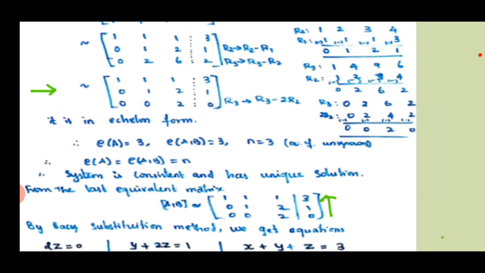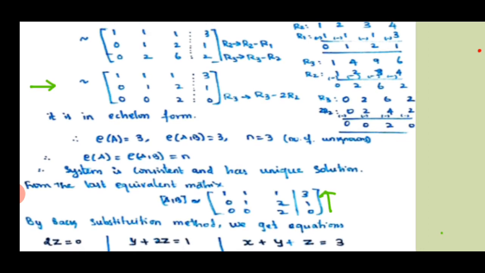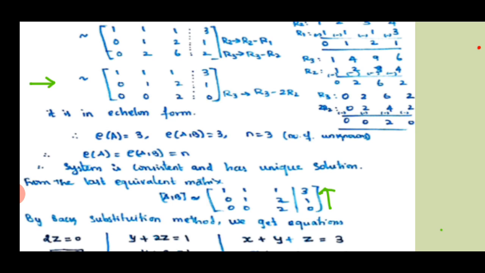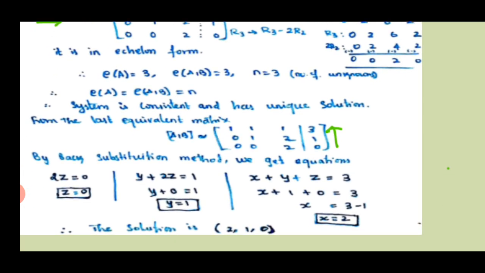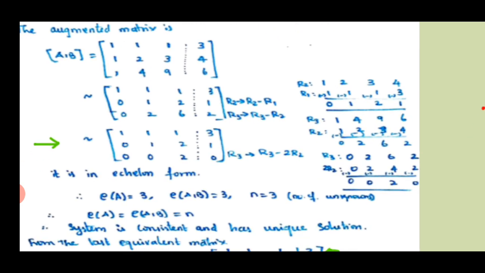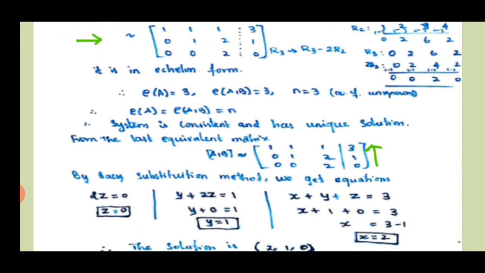So R3 is 0, 2, 6, 2. 2R2 means 2 you have to multiply in second row. While you multiply 2 in the second row, you get 0, 2, 4, 2. Now subtract it. So you're getting 0, 0, 2, 0. Now fill the third row. So we got the echelon form. That is the last equivalent matrix.